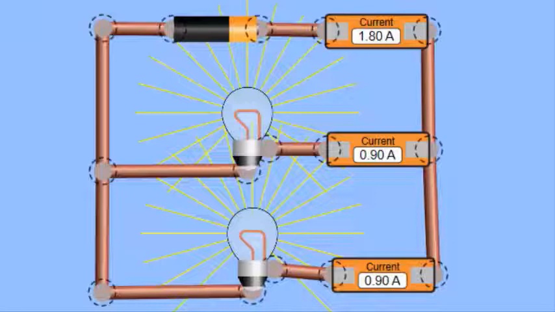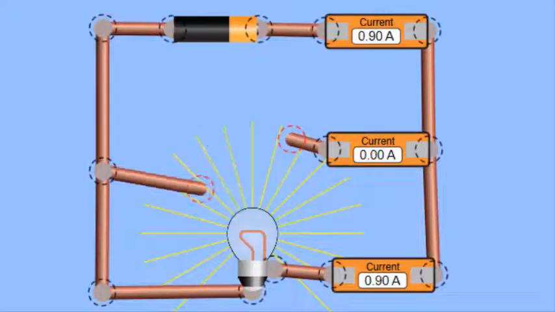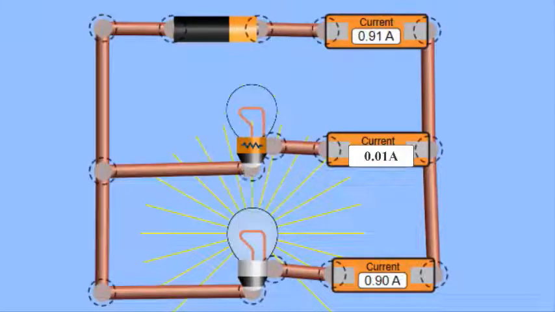Let's now replace one of these lamps with another kind of lamp. The intensity of the main current that is sent from the dry cell is 0.91 ampere. That of the first lamp is 0.01 ampere. And that of the second lamp is 0.9 ampere.